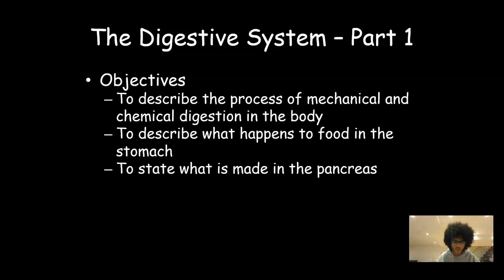So the objectives for today is to describe the process of mechanical and chemical digestion in the body. That's key for the basics of this system. We're going to describe what happens to food in the stomach, and we're also going to state what's made in the pancreas. Right, so let's get started by just looking at the basics.